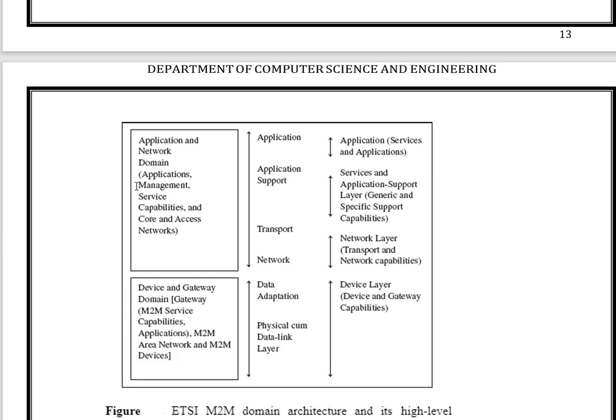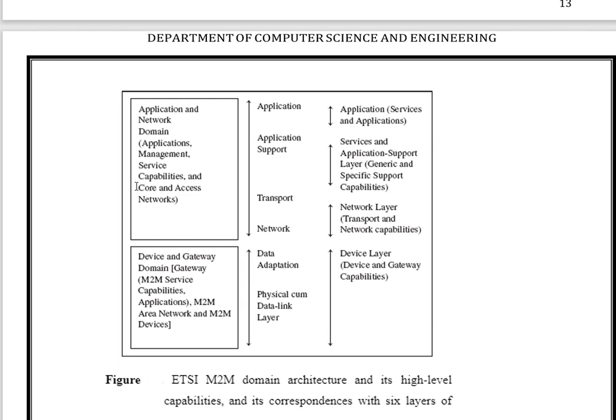Then in the ETSI M2M domain architecture, there are two parts. One deals basically with applications, and the second one deals with the device and gateway. So mainly application and device network are important. Further, it is very important to do it.